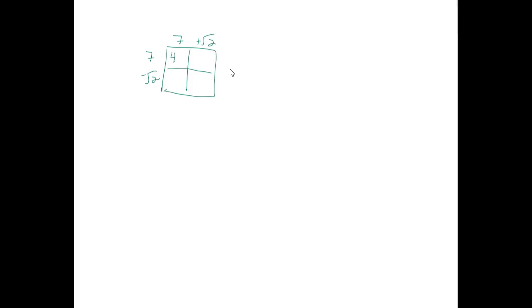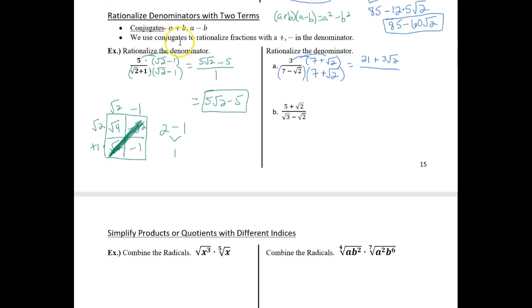7 times 7 is 49. 7 times the square root of 2 is 7 square root of 2. 7 times a negative square root of 2 is negative 7 square root of 2. And a negative square root of 2 times a positive square root of 2 will end up negative square root of 2 times 2, which is 4. Plus and minus 7 square root of 2 is 0. I'm left with 49 minus square root of 4 is 2. Subtract and we get 47. So that's going to be our denominator here.